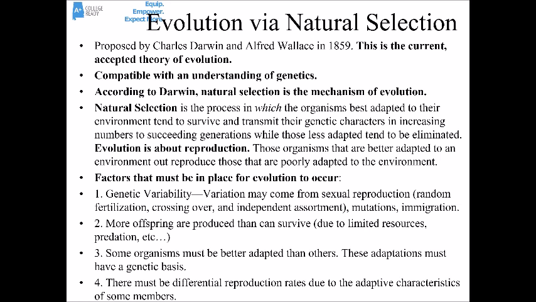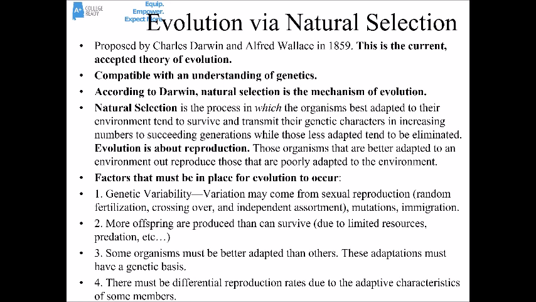Natural selection is the process in which organisms that are best adapted to their environment tend to survive and transmit their genetic characteristics in increasing numbers to succeeding generations, while those that are less adapted either are eliminated or don't reproduce as much, and therefore their genes aren't passed on as often as those that are better adapted to an environment. Evolution, in its most simple form, is about reproduction. Organisms that are better adapted to an environment out-reproduce those that are poorly adapted to that environment.